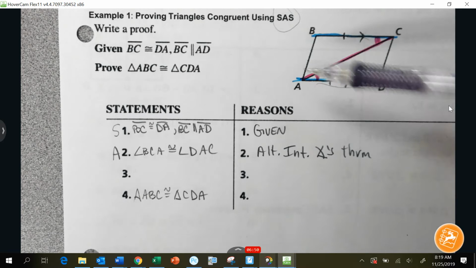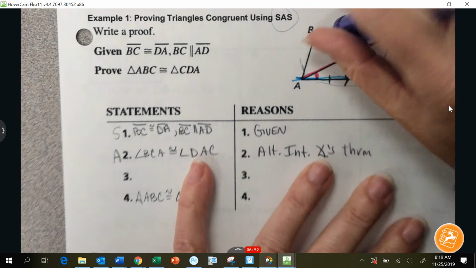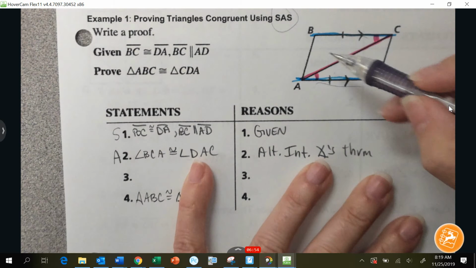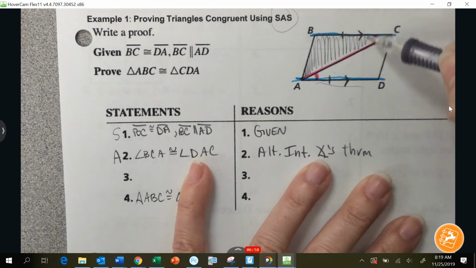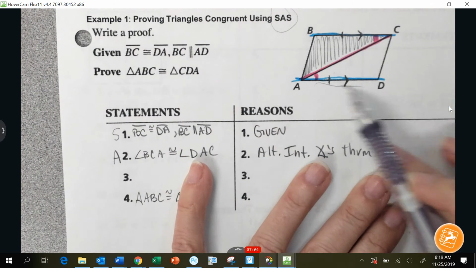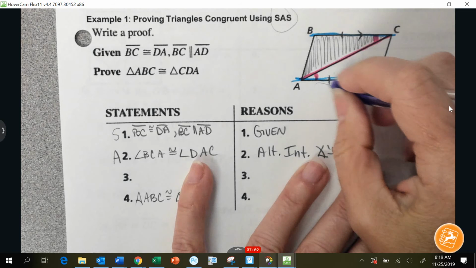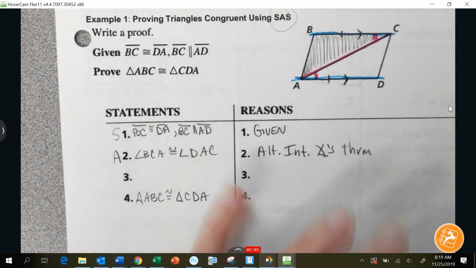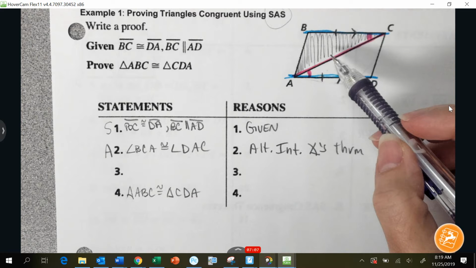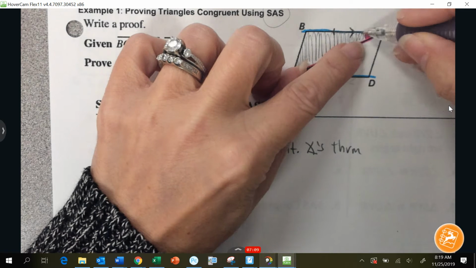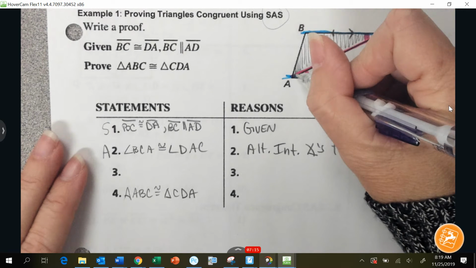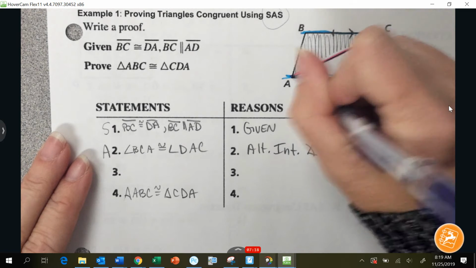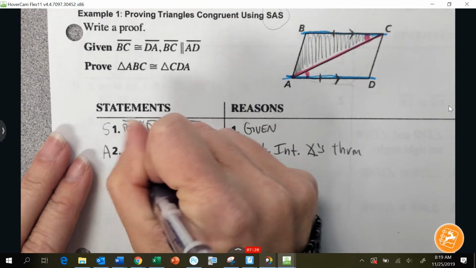So triangle ABC is this triangle here. Maybe if I colored it, it'd be more obvious. We're trying to prove that this triangle is congruent to this other triangle that I left white. AC is the side that the pink angle is included between. So in triangle ABC, I will say that is AC.